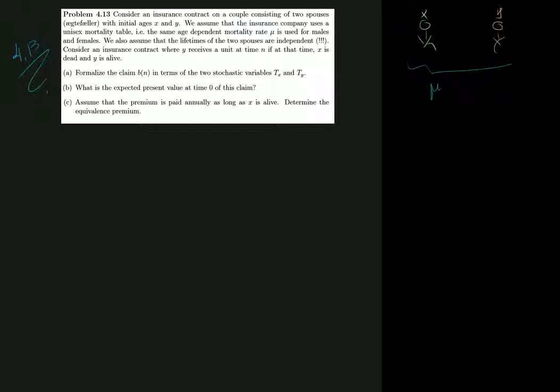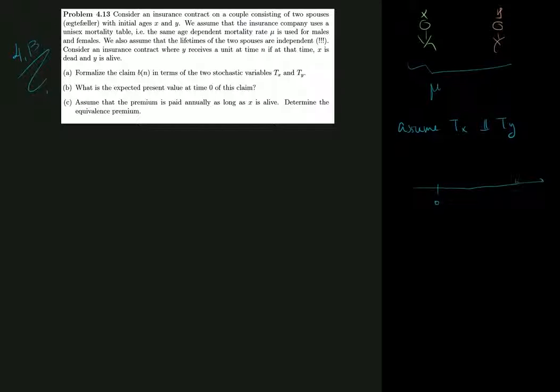So if we call the remaining lifetime, oh, this is funny. We assume the lifetimes are independent, but we also assume that the remaining lifetimes are independent. So we assume that Tx is independent from Ty. And then we're asked to consider an insurance contract where Y receives a unit at time n if at that time X is dead and Y is alive.